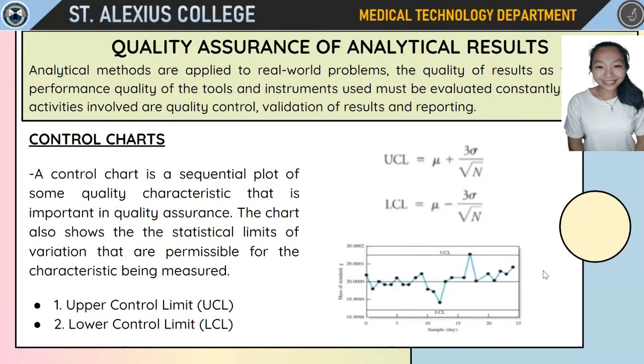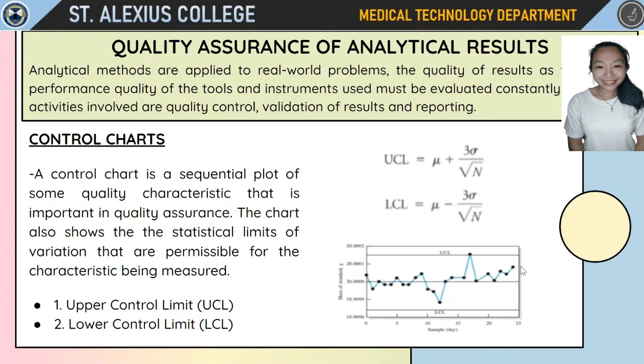Quality assurance of analytical results. Analytical methods are applied to real-world problems. The quality of results as well as the performance quality of the tools and instruments used must be evaluated constantly. The major activities involved are quality control, validation of results, and reporting. The quality assurance of analytical results is the process of detecting the analytical errors within the lab to ensure both reliability and accuracy of test results.